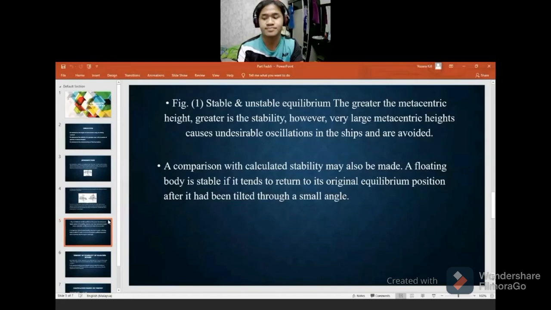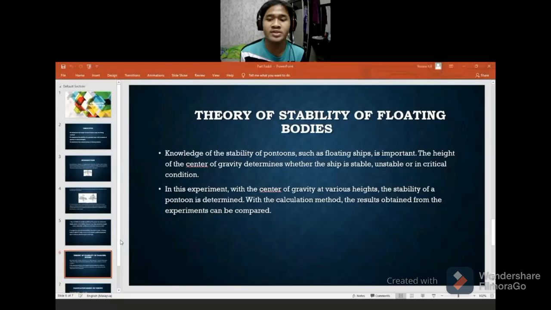Next, let's move on to the theory of the stability of floating body. The knowledge of the stability of pontoons, such as a floating ship, is important. The height of the center of gravity determines whether the ship is stable, unstable, or in a critical condition. In this experiment, with the center of gravity at various heights, the stability of the pontoon can be determined. Other than that, with the calculation method, the result obtained from the experiment can be compared.